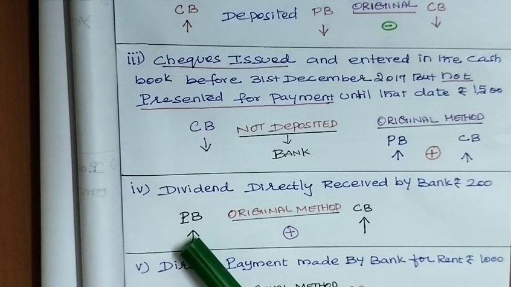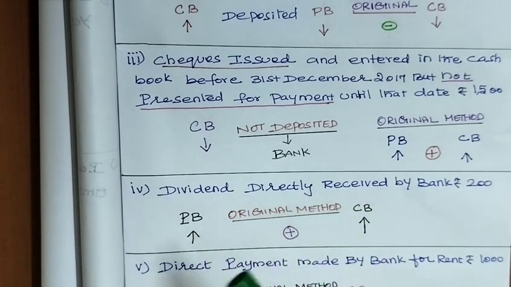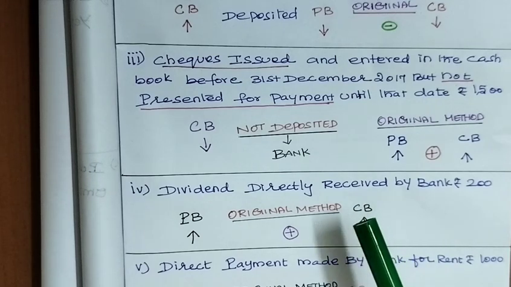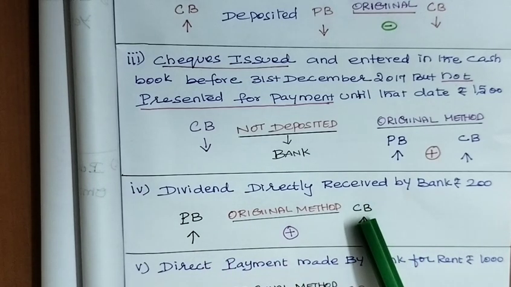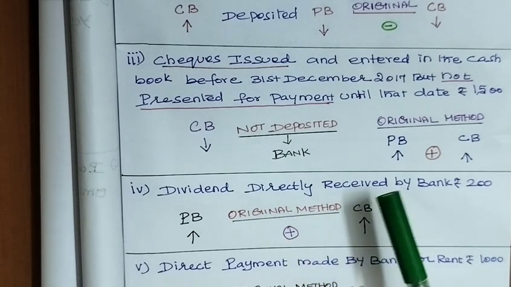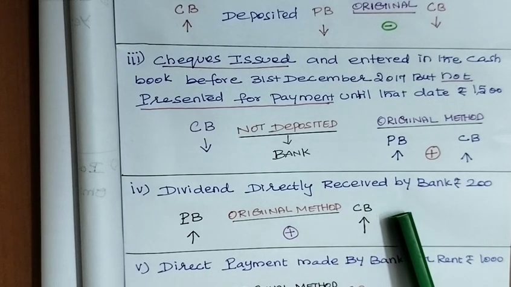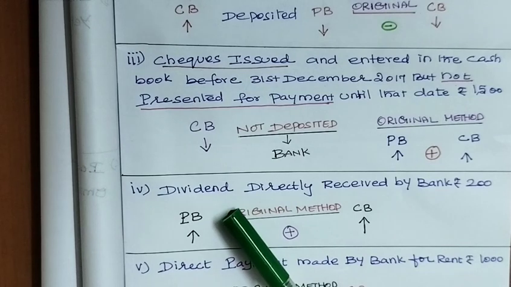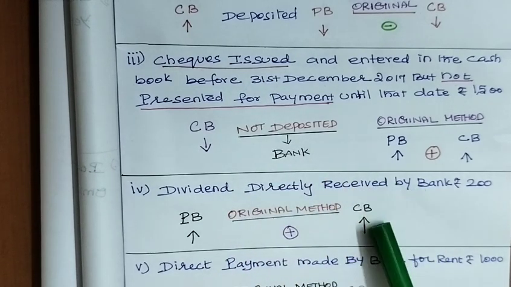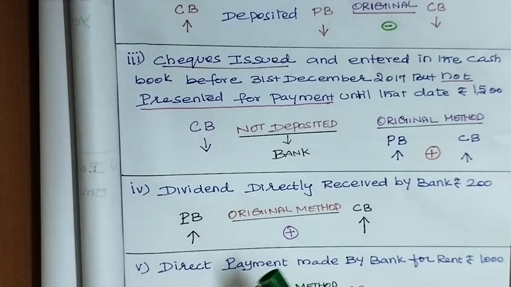But the bank's customer doesn't know about it. What about that? The bank directly received the income. Only after receiving the bank statement does the bank's customer come to know the bank directly received the dividend. So then the cash book will be increased, because income is received. So this transaction is to be added.